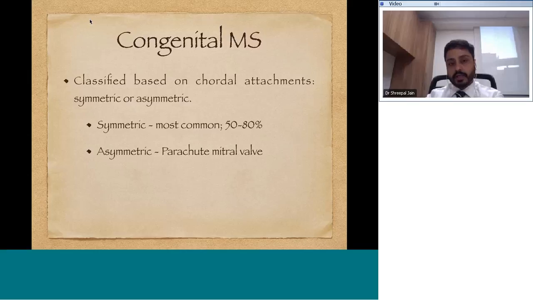And the asymmetric variant of congenital mitral stenosis is where there is asymmetrical distribution of the chordae, producing the types of parachute mitral valve.